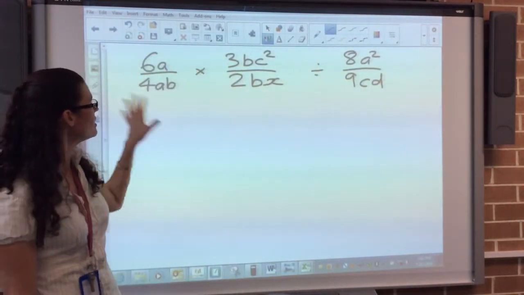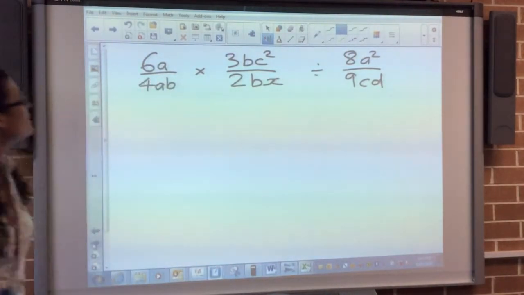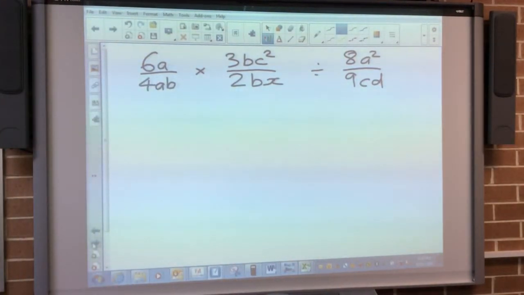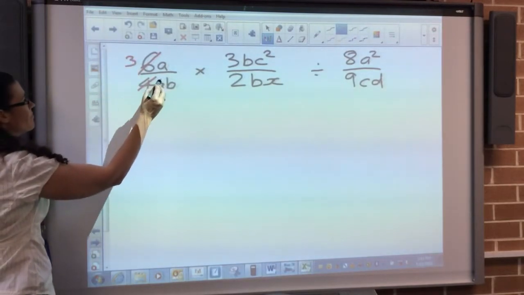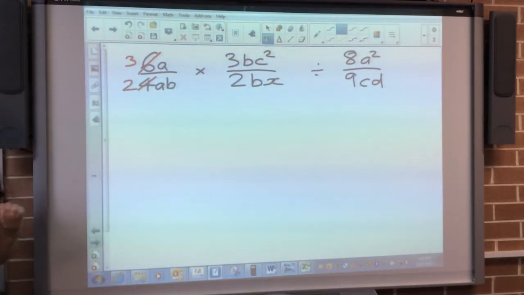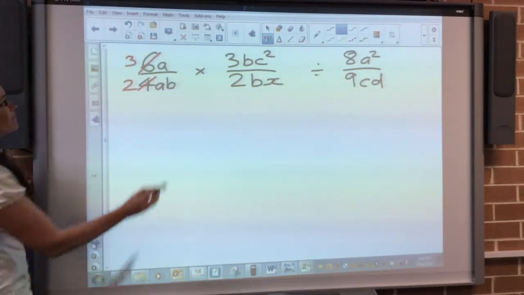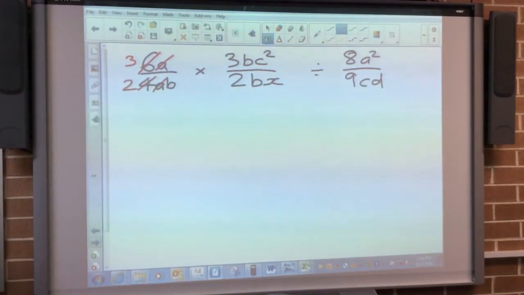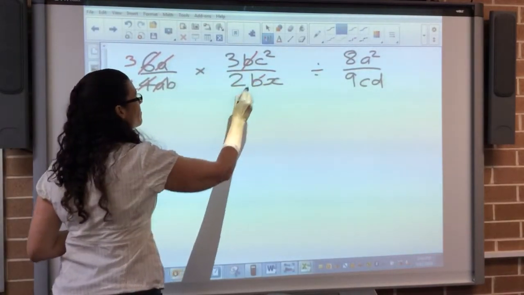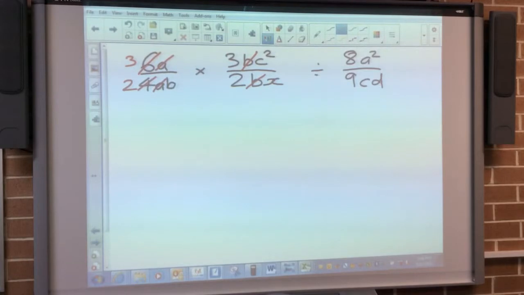Looking at this question, there's some pretty obvious things to cancel here. What can I do? You can simplify 6a over 4ab. What's that going to become? 3a over 2ab. Anything else on that fraction? You can cancel both the a's. So I've just got 3 over 2b. Does my second fraction simplify? Yep, the b's cancel, so they shouldn't be there. Everyone happy with that?